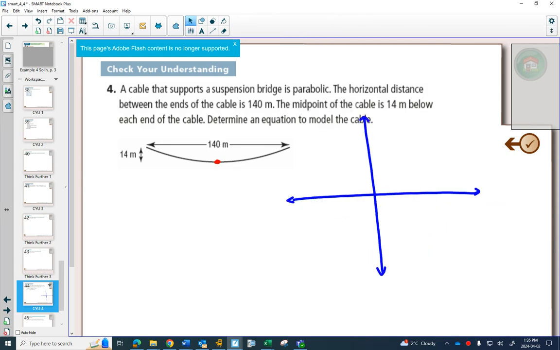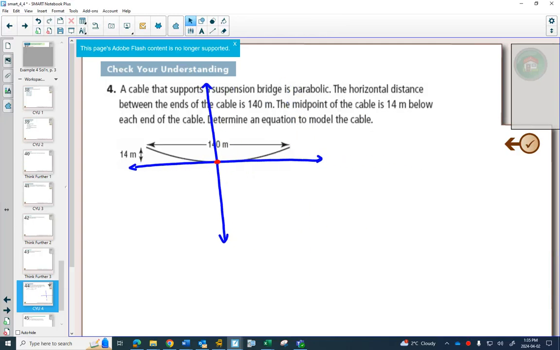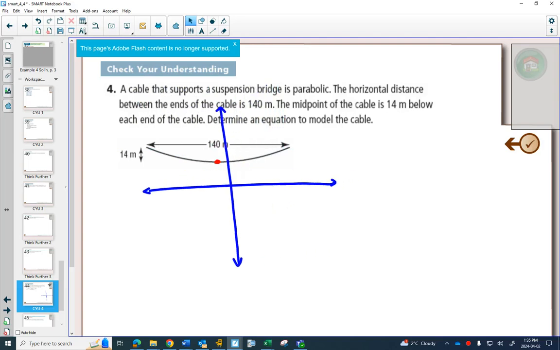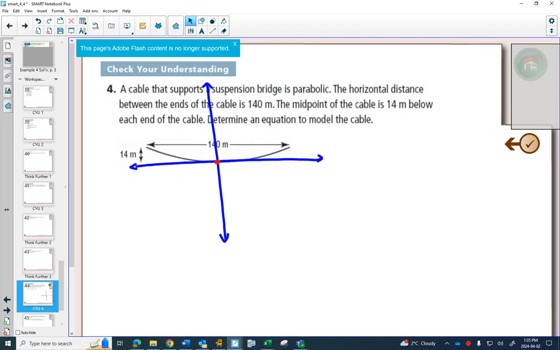Where would you like that vertex? Would you like it there? What do you think would be the easiest to do some figuring with? I really think 0, 0 would be really nice, right? If you make your vertex at 0, 0, what else do we know?